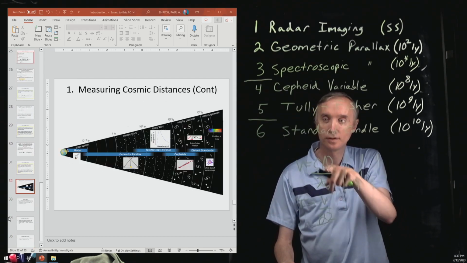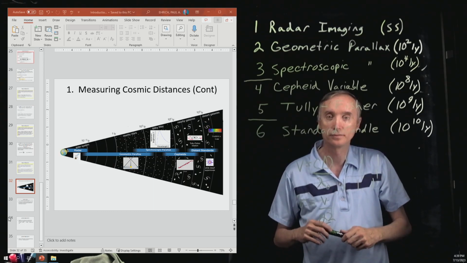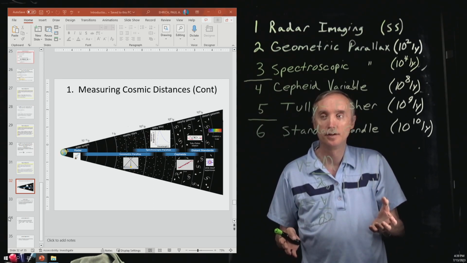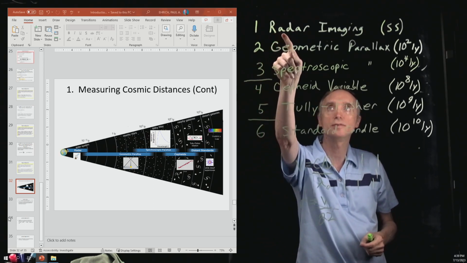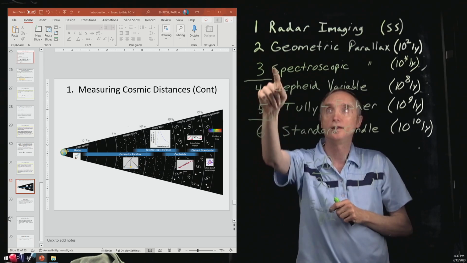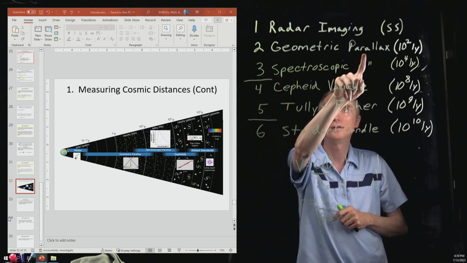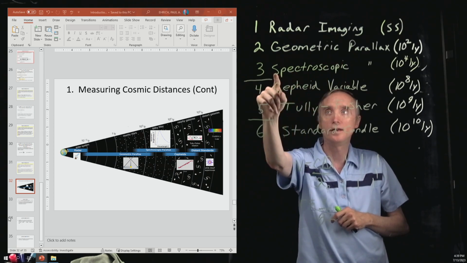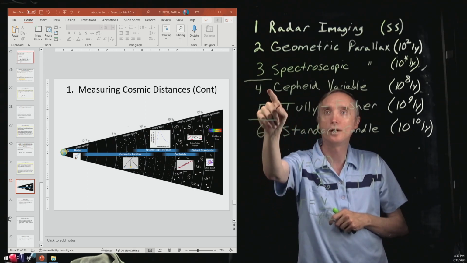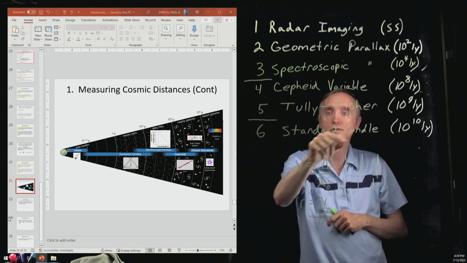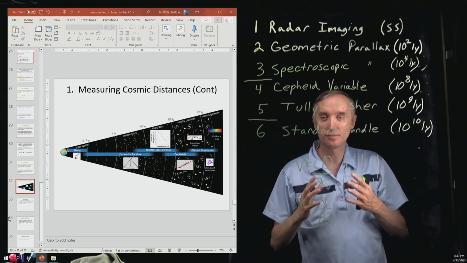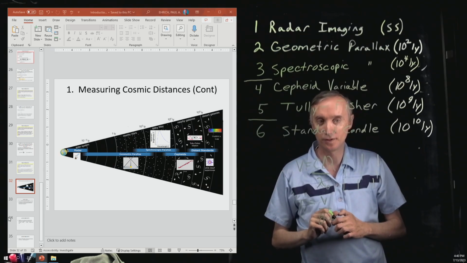I'm going to come back to this. You have this chart right here, which is the summary of everything that we've talked about. For small distances, use radar imaging, over there on this side of the chart. If you want to figure out something further away, use geometric parallax. Then something further away, use spectroscopic parallax. Then further away, Cepheid variables, Tully-Fisher, standard candle, and then Hubble's law. It's just amazing that we can measure all of these different distances.